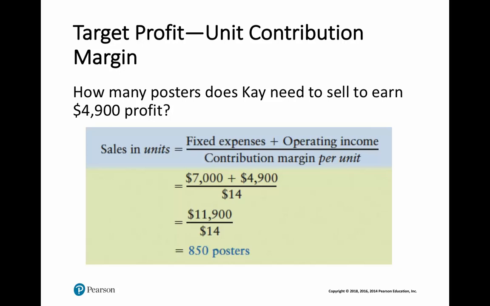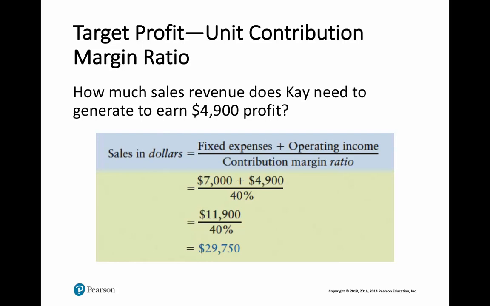And again, if we want to know the number of units to sell, we're going to divide by our contribution margin per unit, so 14. So in order to earn a profit of $4,900, she's going to sell 850 posters. To figure out the sales dollars we need, again, same numerator, this time divided by our CM ratio. So for both of these problems, target profit or break-even, if we are trying to figure out the number of units that we need to sell, we divide by our CM per unit. If we want to know the sales dollars to get to a target profit or a break-even, we're going to divide by the CM ratio.